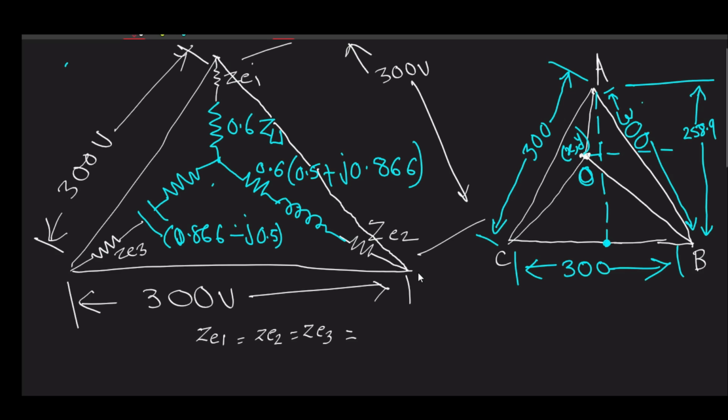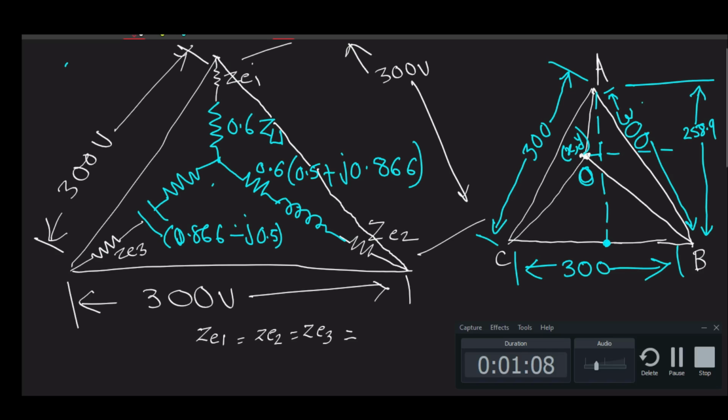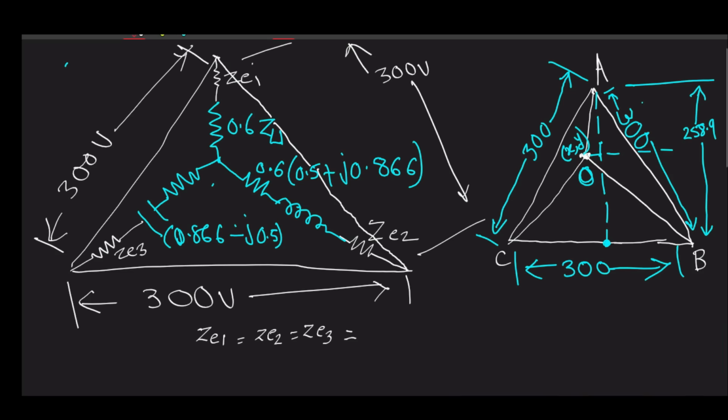So all these phases, ZD1, ZD2, ZD3, are equal to how much? We have already found it out. It is 0.06 plus j0.08. Right. So this is the case.